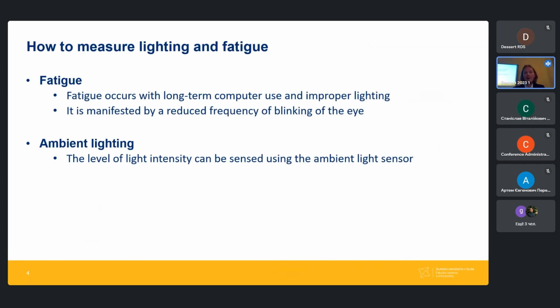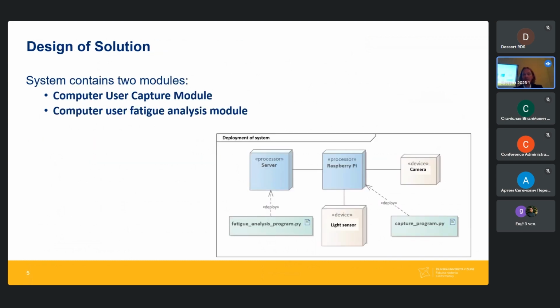How to measure lighting and fatigue? Fatigue occurs with long-term computer use and improper lighting. It is manifested by a reduced frequency of blinking of the eyes when we use a computer. Ambient lighting, this level of light intensity, can be sensed using the ambient light sensor. For this solution, we designed two modules. The first is a computer user capture module, and the second is a computer user fatigue analysis module.